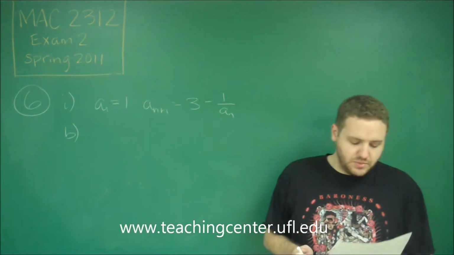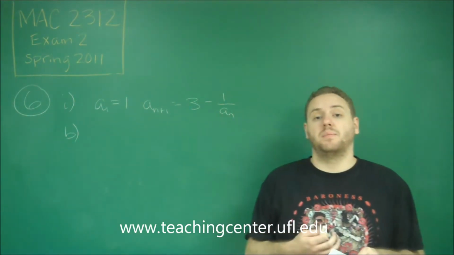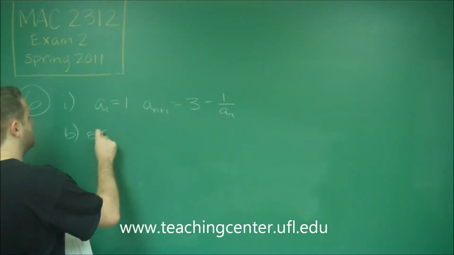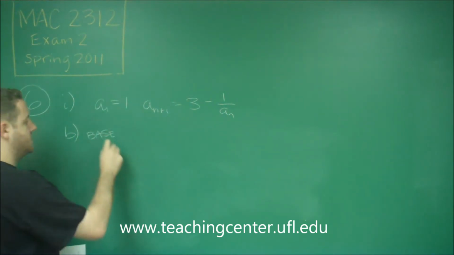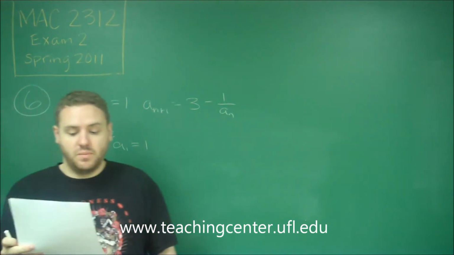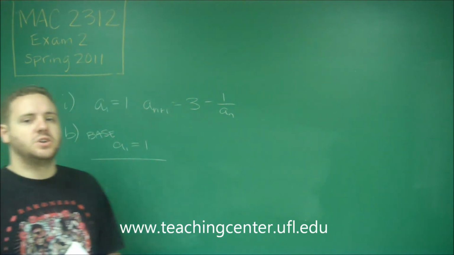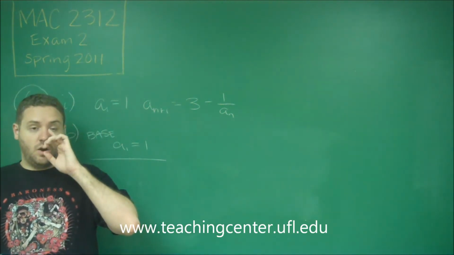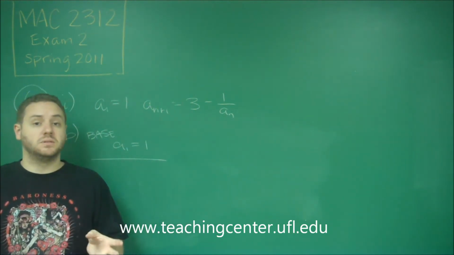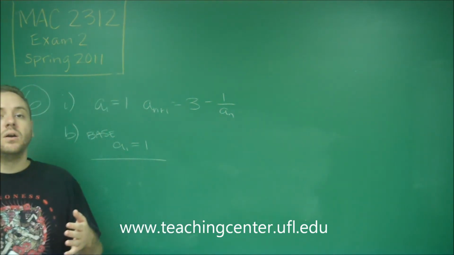For part B, we also want to show that a sub n is less than 3 for all n, and to prove this, we're going to be using mathematical induction again. So remember, for mathematical induction, we first need to show that it's true for the base case. Well, our base case is a sub 1 equals 1. That's clearly less than 3, so our base case is done. So now we need to show that if for any arbitrary k, it's less than 3, that implies that the next term, a sub k plus 1, is also less than 3, then we know it's less than 3 forever.